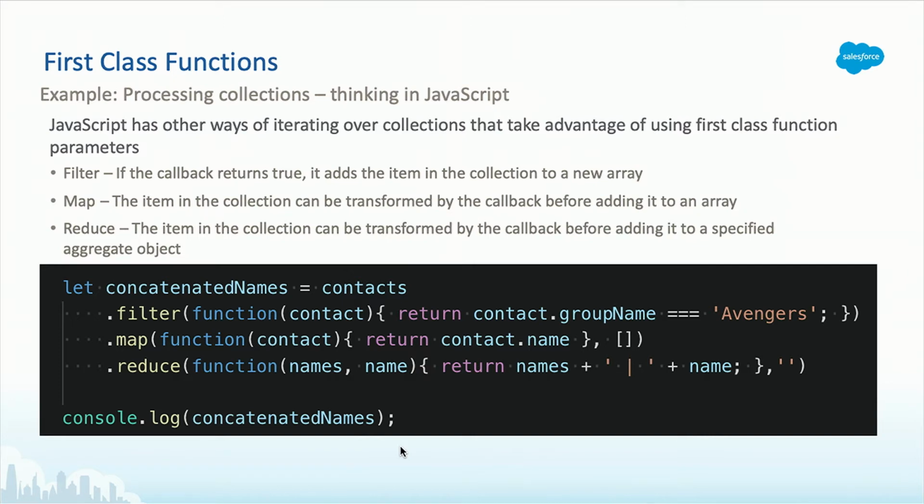In essence, you're basically reducing an array into a single object. So here we go. What did we do? We took our contacts array, we called filter on it, and that returns an array of contacts that are in the Avengers. And then we call map on that array, which then creates a new array of just the contact names as strings. And finally, we call reduce on that final array, which builds our concatenated list of names. This outputs the same thing as we saw before.